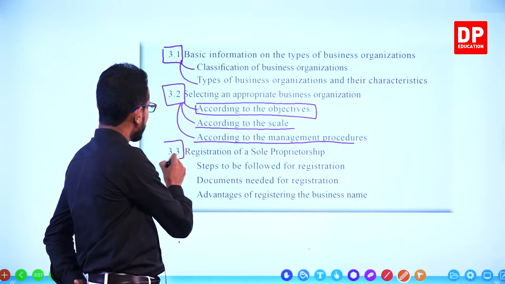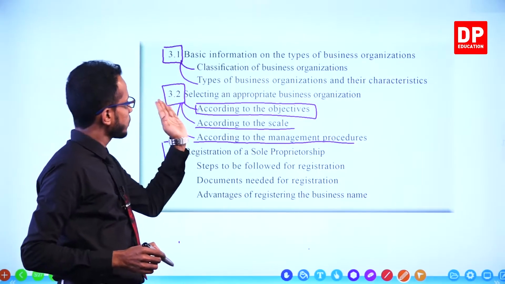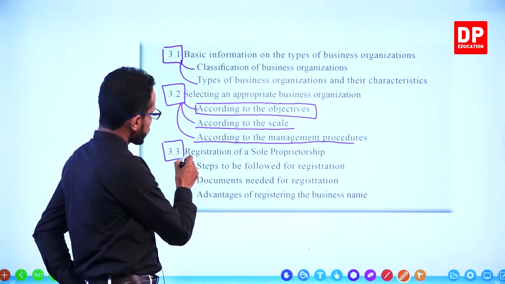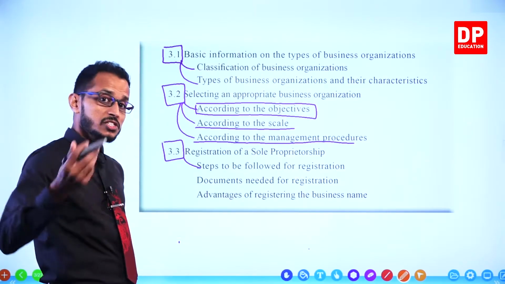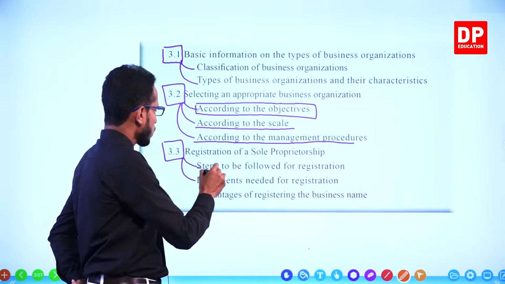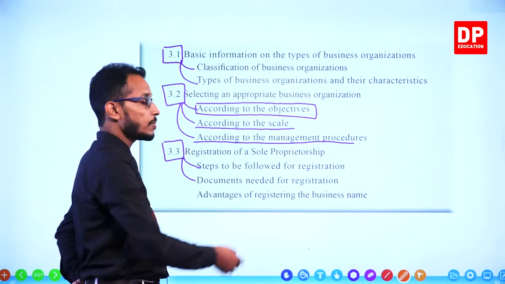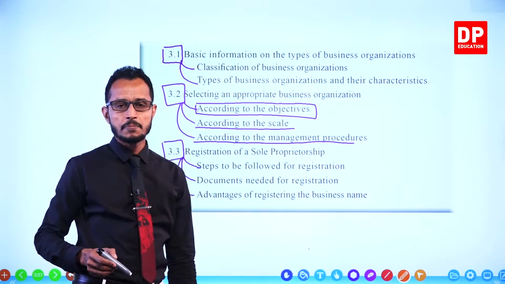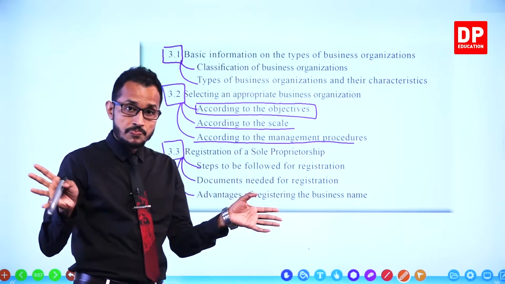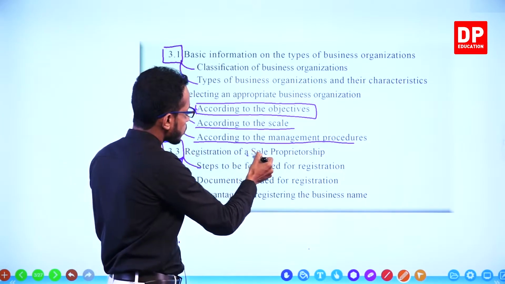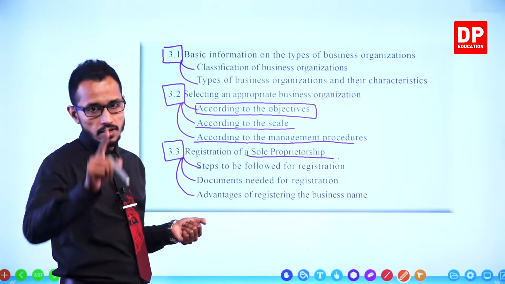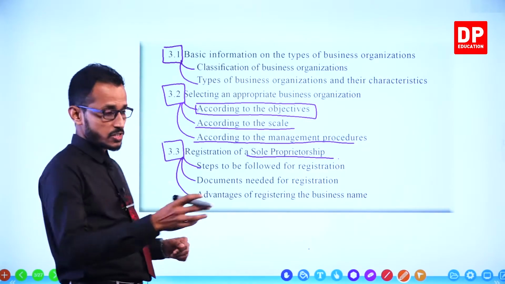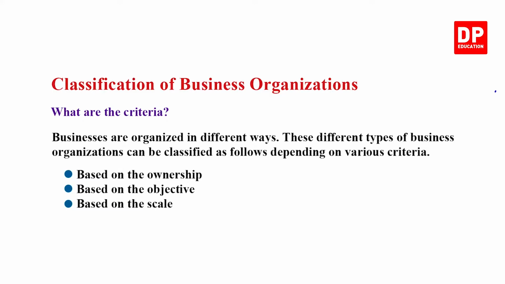Right, so that was 3.2, the second chapter of Unit 3. In the third chapter, we have these parts. Steps to be followed when registering a business. Documents needed when registering a business. Advantages of registering the business name. We talk about all this information regarding sole proprietorships. You're going to learn what sole proprietorships are. No worries. Okay, shall we move to the first step?